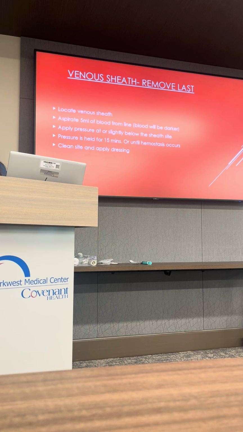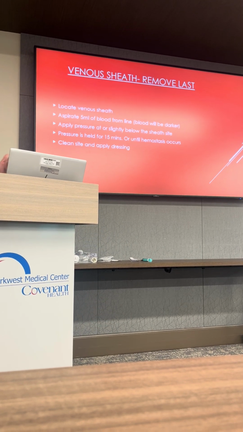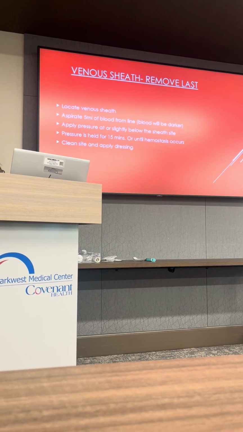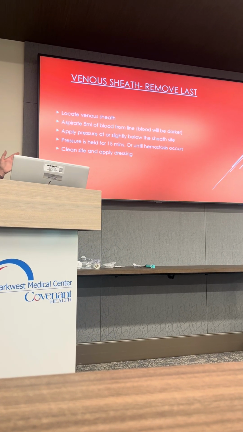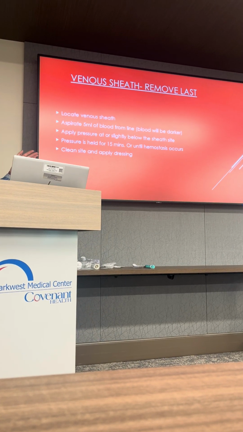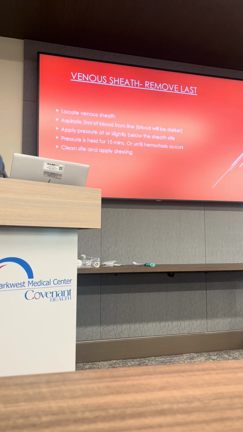All right, so venous access removal is going to be similar. You're going to make sure you're locating where it's at. You're also going to aspirate with it. The blood will be darker. You're going to apply pressure slightly below or at the sheath site with this one, and then you're going to hold pressure for about 15 minutes.